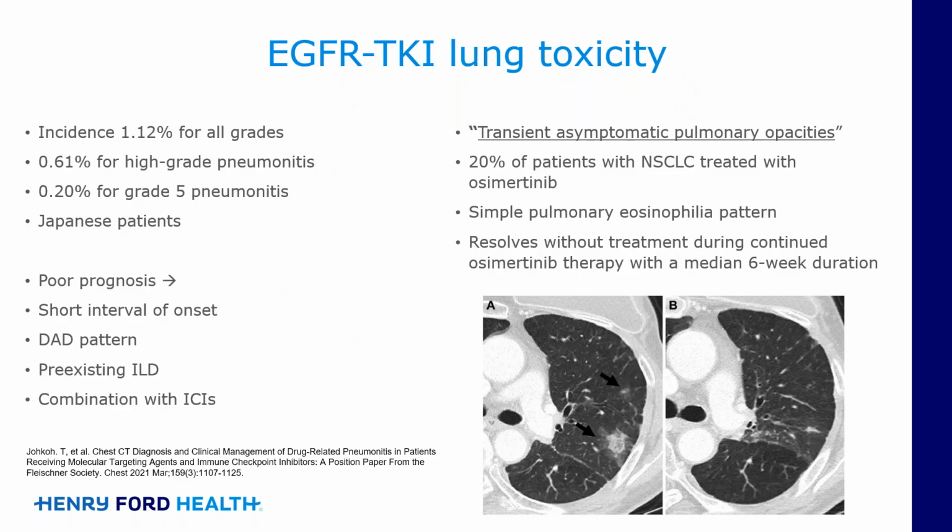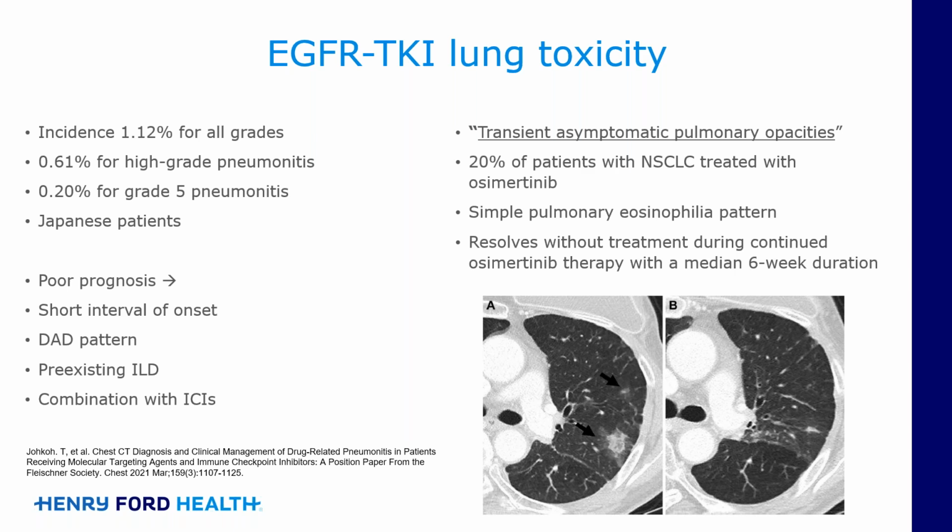Focusing on the epidermal growth factor receptor tyrosine kinase inhibitors, you have the 3 generations. Generation 1 included drugs like erlotinib and gefitinib, and more recently the 3rd generation includes osimertinib. The incidence of lung toxicity here is about 1% or so, with about 0.6% having high-grade pneumonitis. And again, Japanese patients were found to have more EGFR TKI toxicity, as was described earlier.